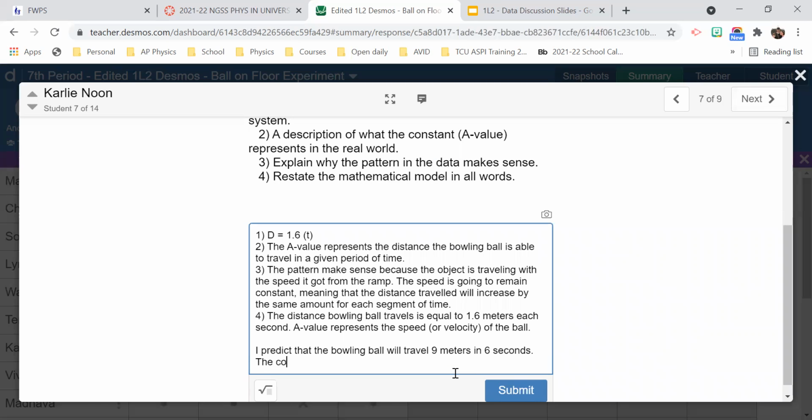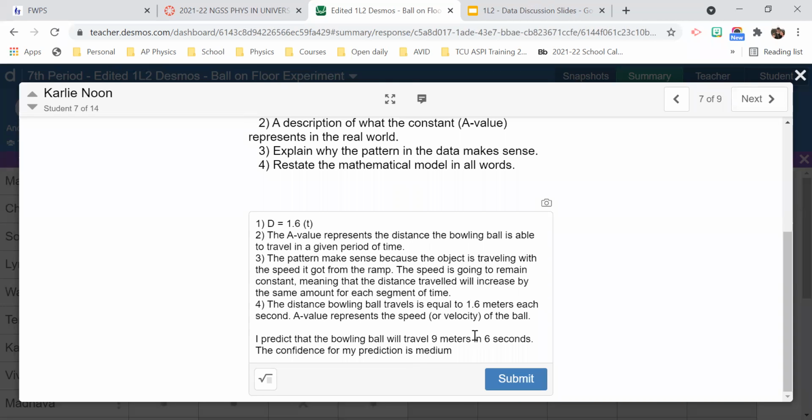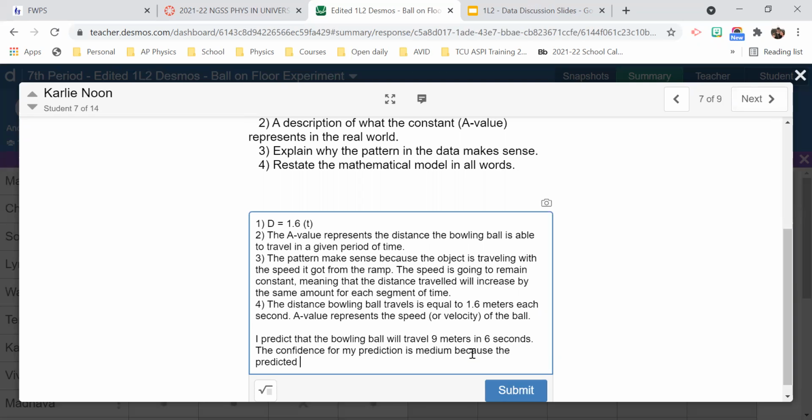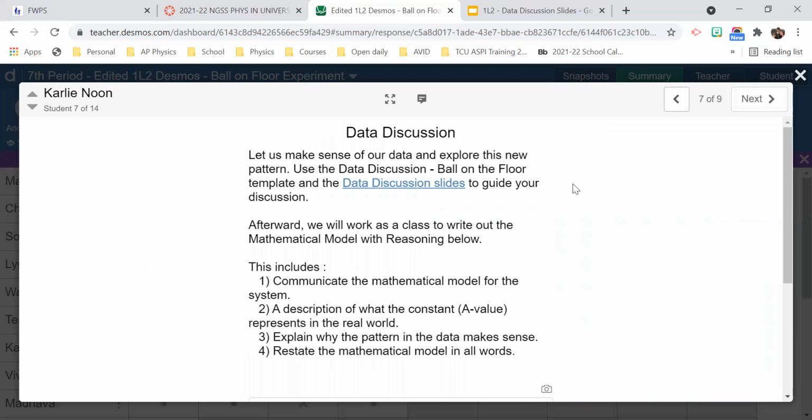Confidence. My prediction is medium. I need to go and check that again. Yep, is medium because, and then both of these statements go in there. The predicted value is way far away. Looking at the wording, predicted value is far from the data range.